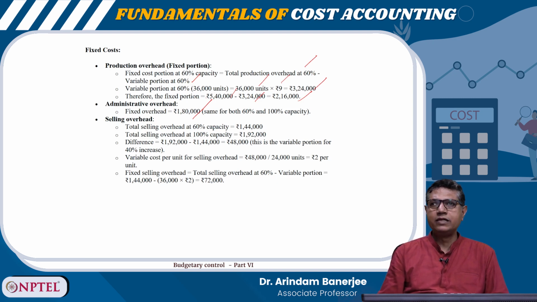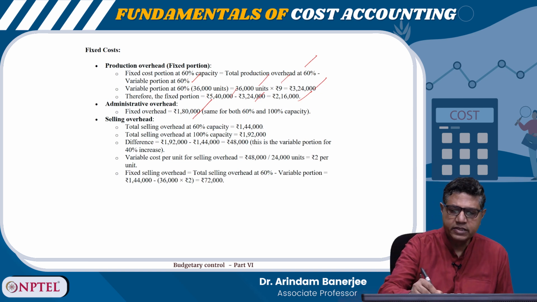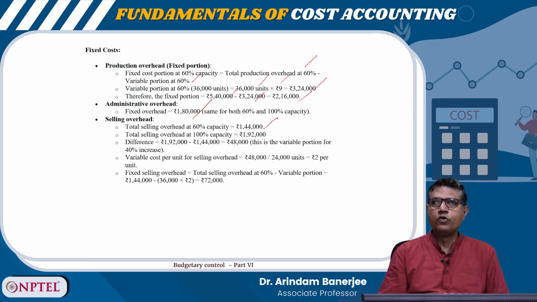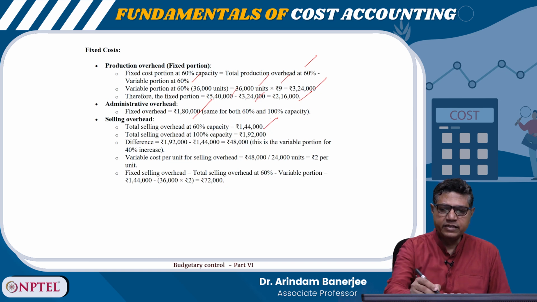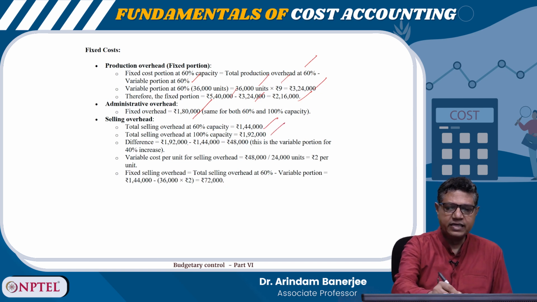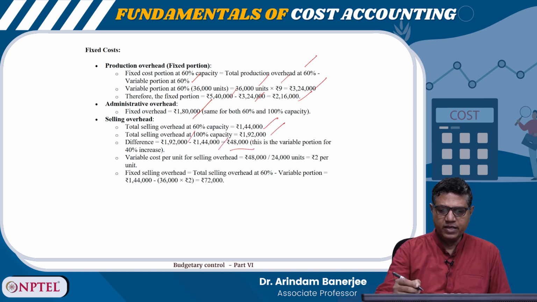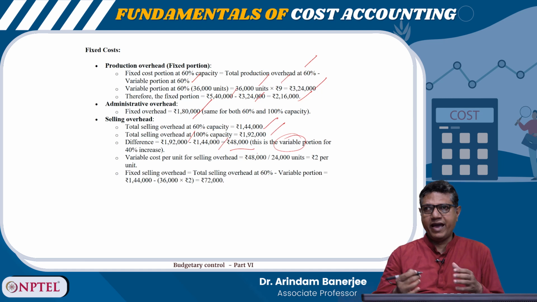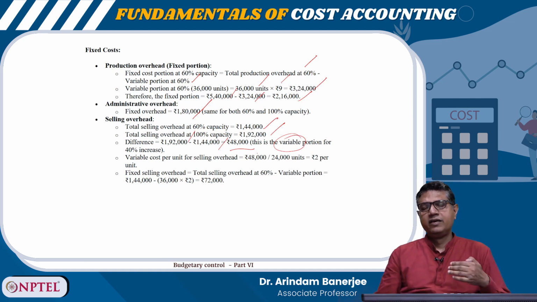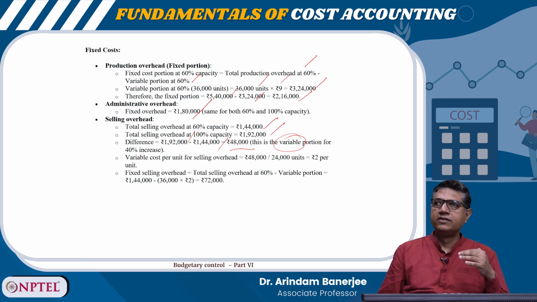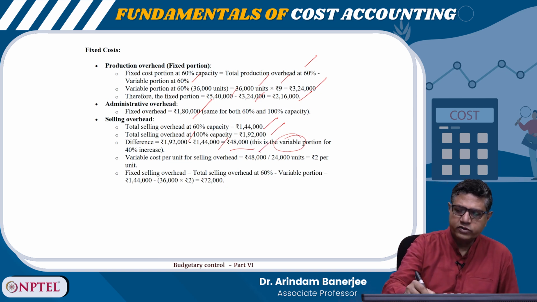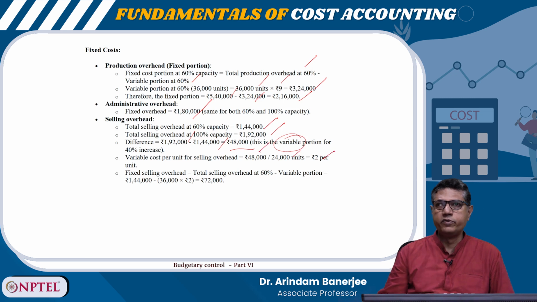Selling overhead, total selling overhead at 60% capacity 1 lakh 44. Total selling overhead at 100% capacity 1 lakh 92. Difference is 1 lakh 92 minus 1 lakh 44, so 48,000. This is the variable portion because it is varying with the level of production when capacity is going up from 60 to 100%. So, this is my variable proportion. So, variable cost per unit for selling overhead is 48,000 by 24,000, it is 2 per unit.